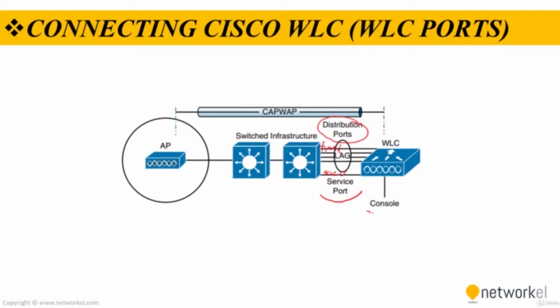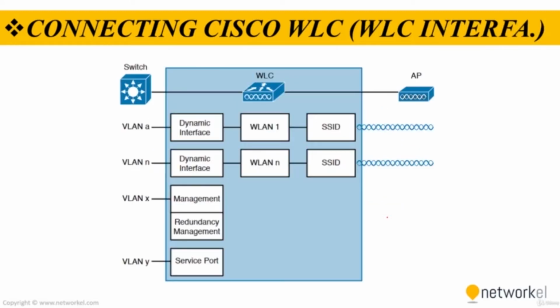And we also have the console port, which you can see here. This port is used for out-of-band management, system recovery, and initial boot functions. And we also have the redundancy port, which is used to connect to a peer controller for high availability.